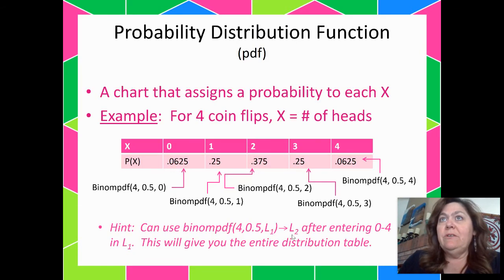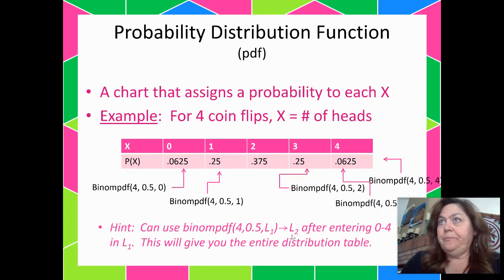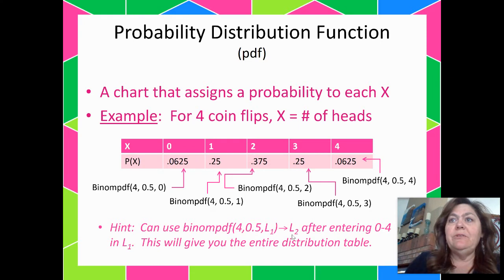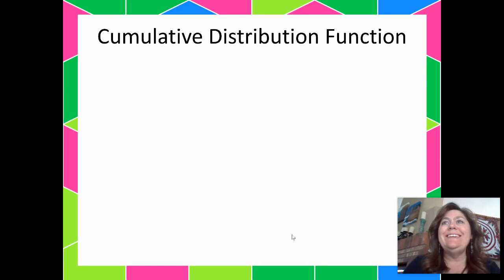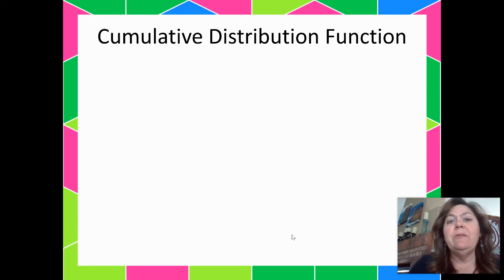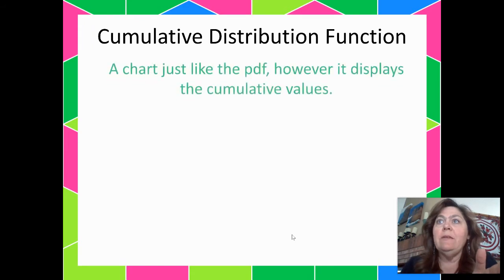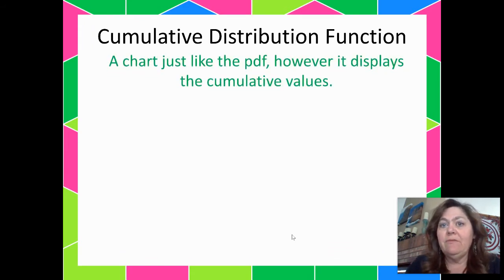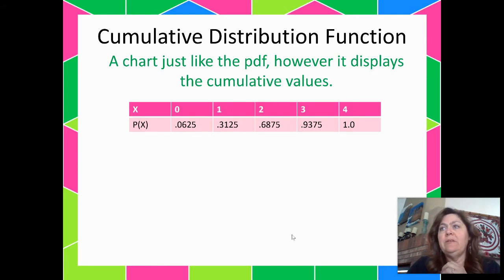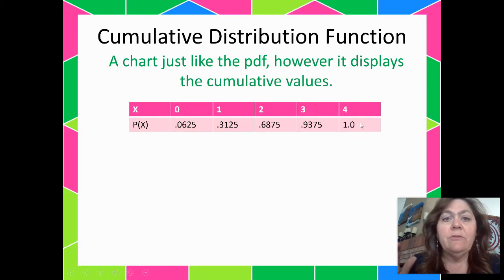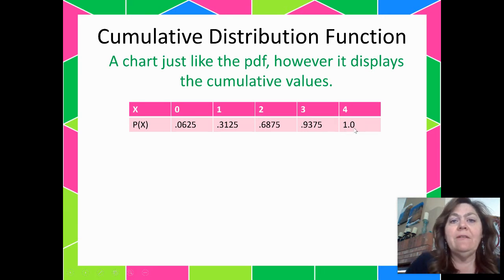All right, now what we were just talking about was the PDF, probability distribution, where it's for each value of X, but you also are going to sometimes want to look at a CDF, cumulative. We know what cumulative means. It's like everything up to that point. Okay, so it's going to be a chart just like the PDF chart, except now it will show cumulative values. And of course, our very last entry will always be 100% probability that it happens, at least that there's no more than 4 that can happen. That's 100% chance that you get no more than 4 heads out of 4 tosses.